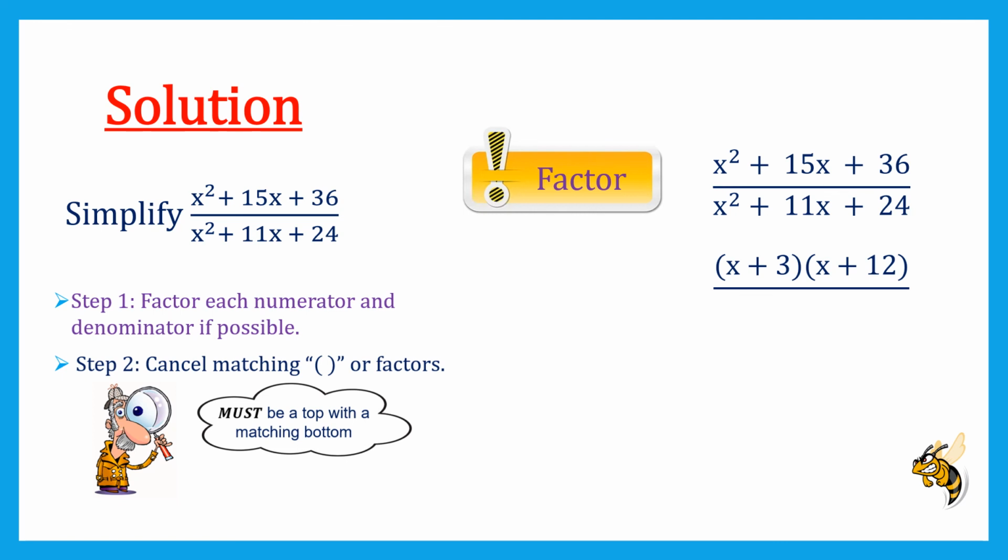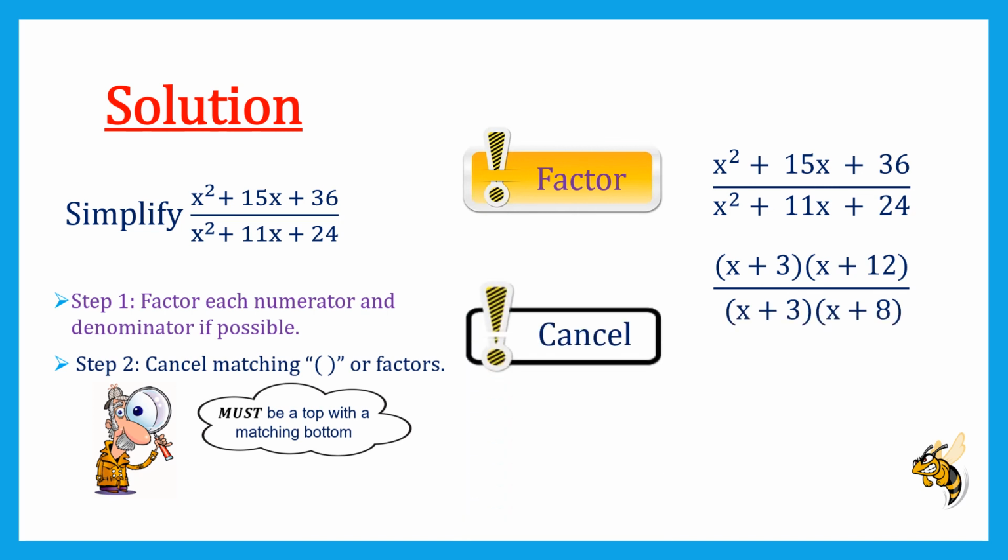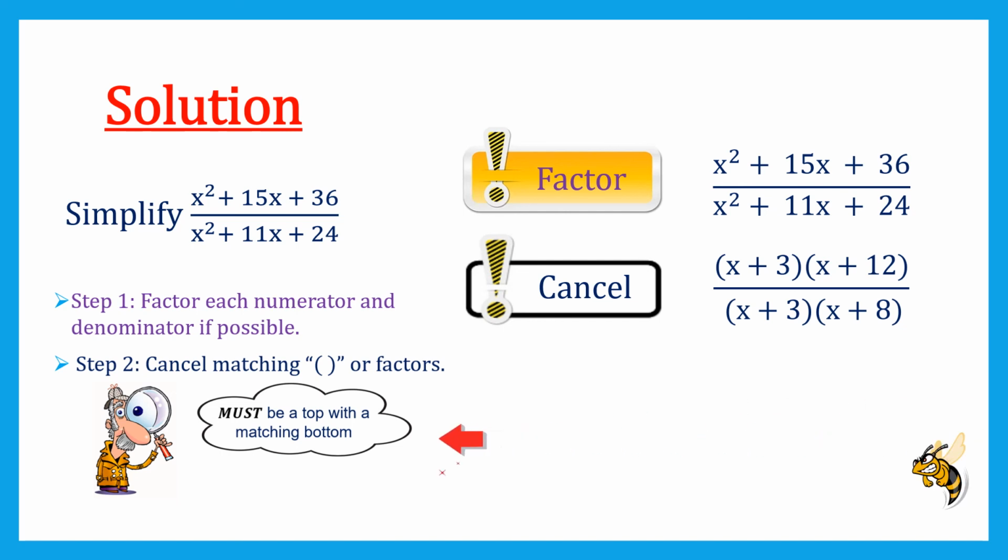In the bottom, two numbers that multiply to give me 24, but when I add them, it equals 11. And those two numbers are 8 and 3. And C is positive again, and B is positive, so therefore both numbers are positive. There's an x plus 3 in the top and an x plus 3 in the bottom, so I can cancel them because it has to be a top with a matching bottom. So I'm left with x plus 12 over x plus 8.